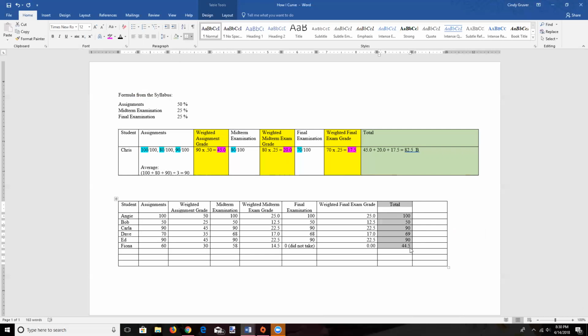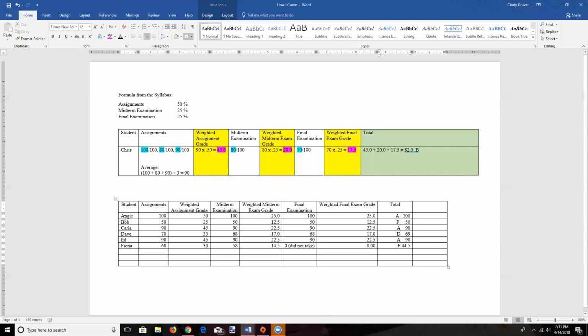So now we're ready to do the average. Now obviously, if I weren't curving the grades, we'd say Angie's getting an A, Bob's getting an F, Carla's getting an A, Dave is getting a D, Ed is getting an A, and Fiona's getting an F. That's what we would kind of think was going to happen with our students under these circumstances. But that's probably not what's actually going to happen.